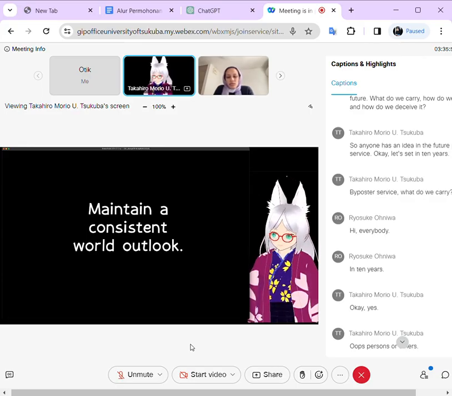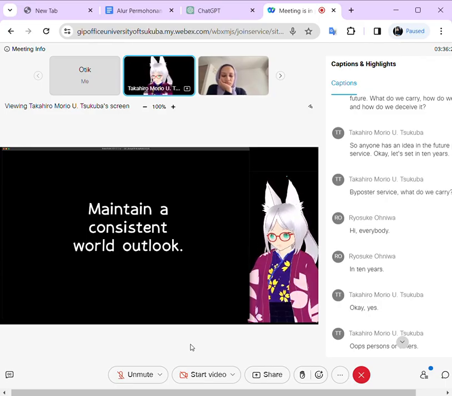For example, you may know the manga One Punch Man. The protagonist has the only power to defeat enemies, even though they are very strong. Such kind of extreme or inconsistent world outlook may make some incongruity.